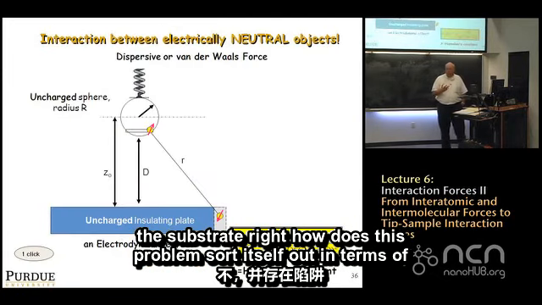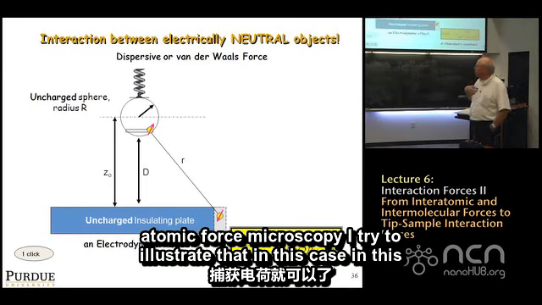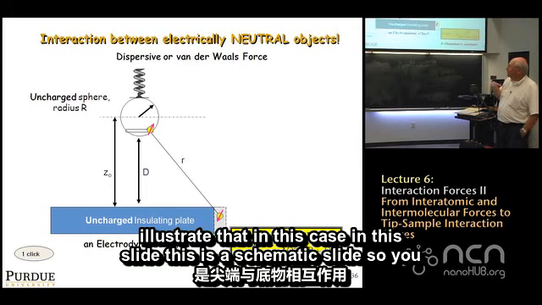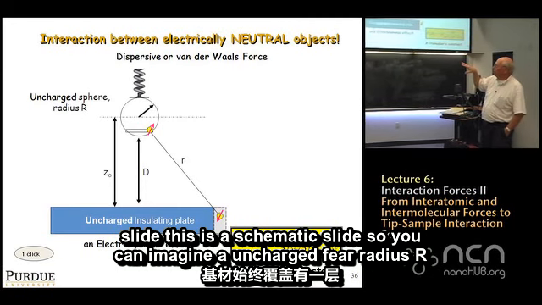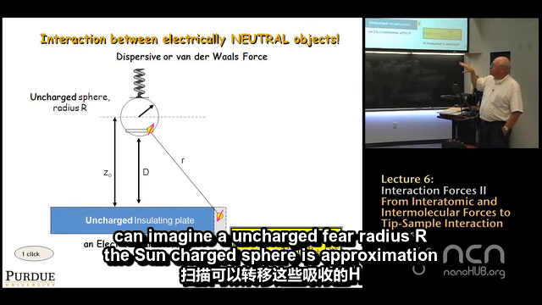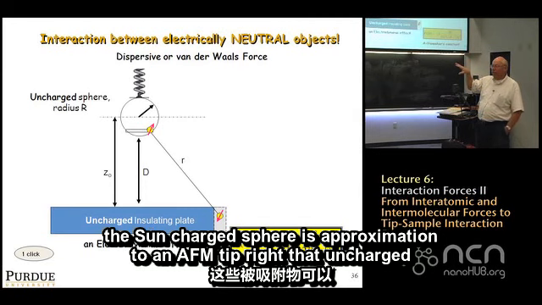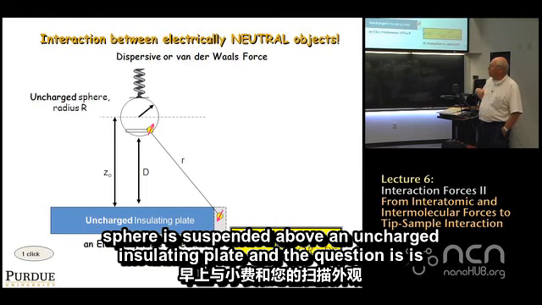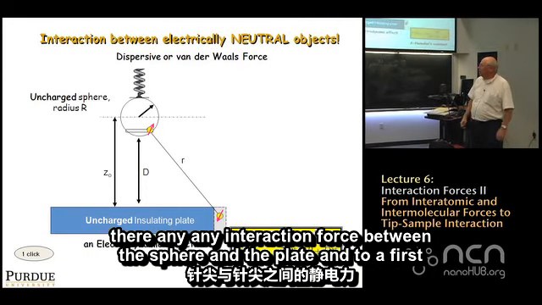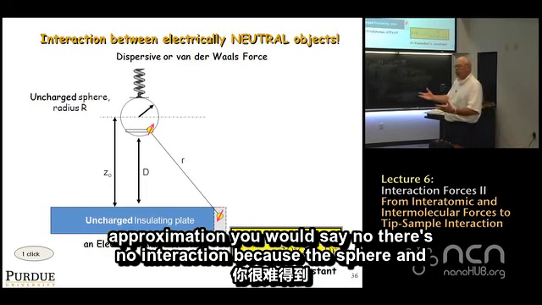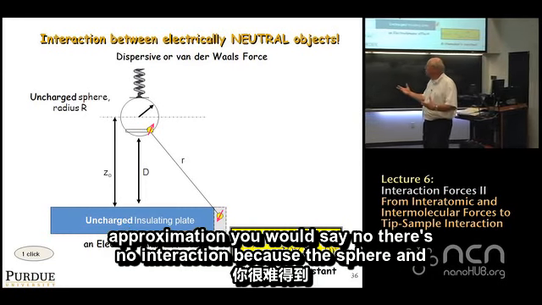How does this problem sort itself out in terms of atomic force microscopy? I try to illustrate that in this slide. This is a schematic slide. So you can imagine an uncharged sphere of radius r. This uncharged sphere is an approximation to an AFM tip, right? That uncharged sphere is suspended above an uncharged insulating plate. And the question is, is there any interaction force between the sphere and the plate? To a first approximation, you would say, no, there's no interaction because the sphere and the plate are uncharged.